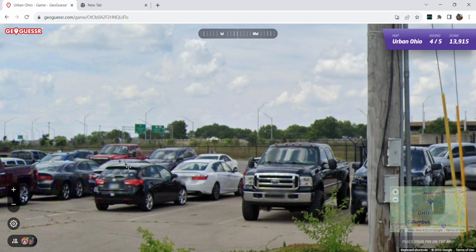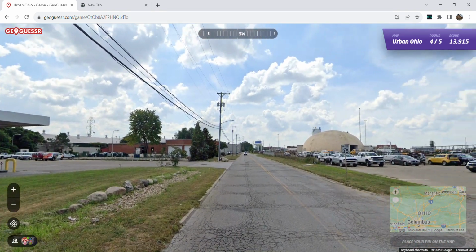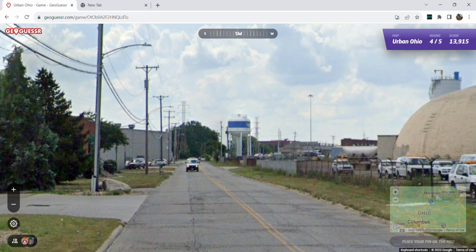We see some Ohio plates. This blue and yellow Ohio plate is pretty common. We can just make out some Ohio state highway signs. So Dayton, but how are we going to pinpoint and region guess Dayton a little bit more effectively?